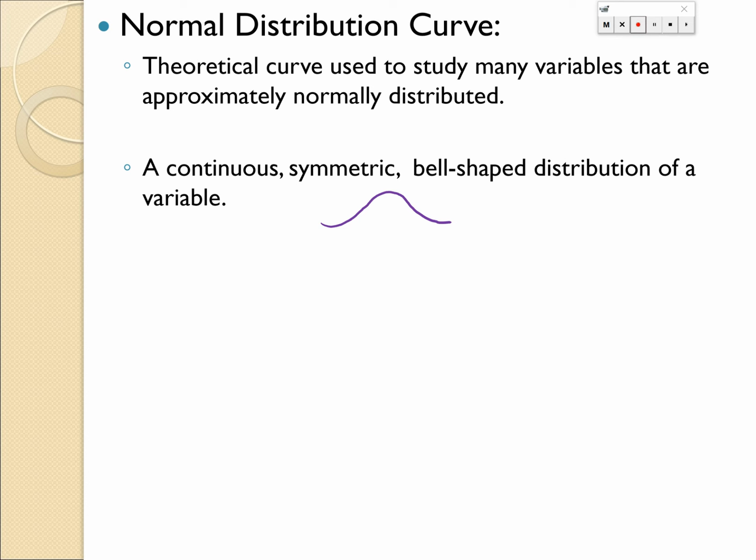So continuous means there's not going to be any gaps, there's not going to be any holes. Symmetric means if I fold that in half, the two sides are going to match. And bell-shaped, well, it looks kind of like a bell. If you want to, you could kind of draw it in. I'm not the best drawer in the world, so bear with me. So you can kind of make it look like a little bell. So that's what our curves are going to look like for our variables this time, okay? I know I'm not the greatest artist in the world.